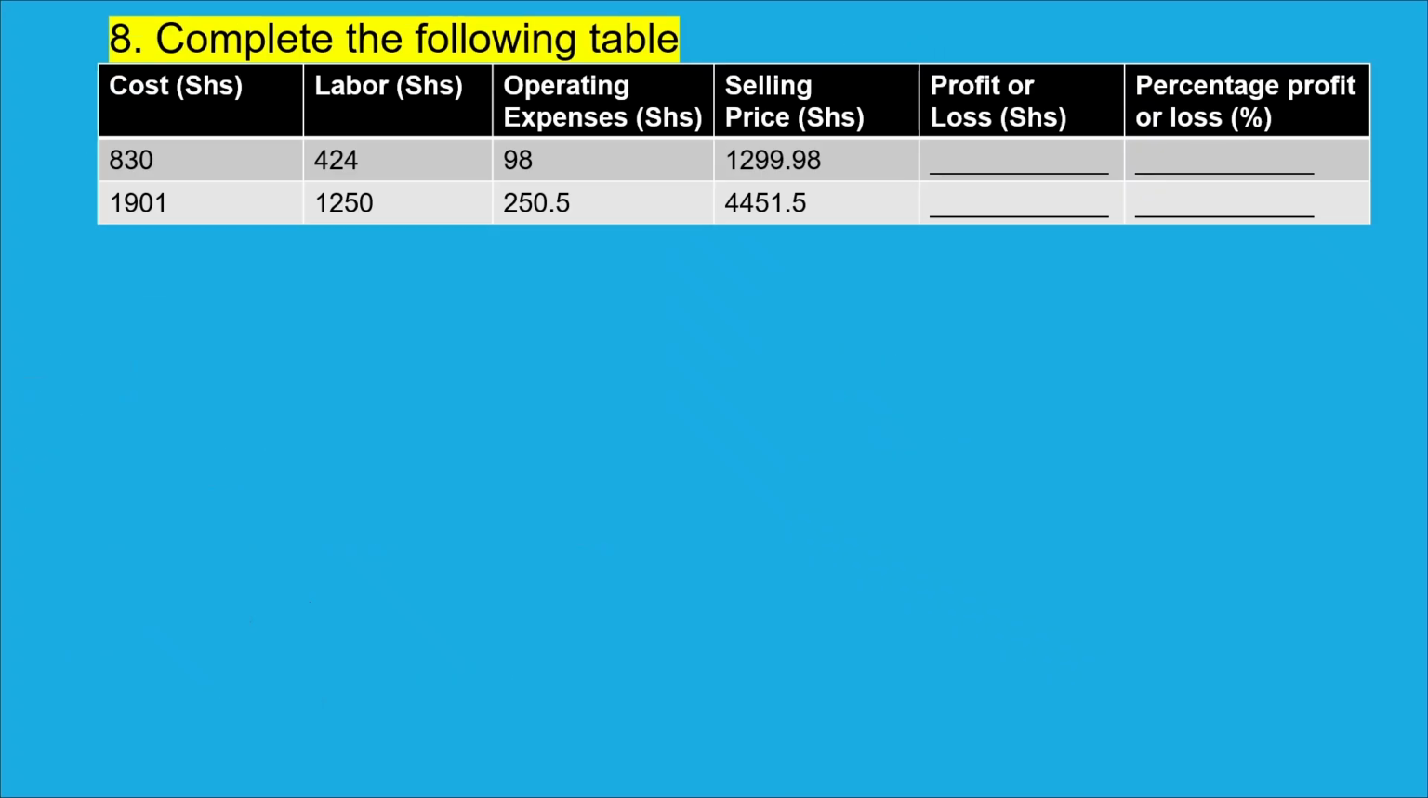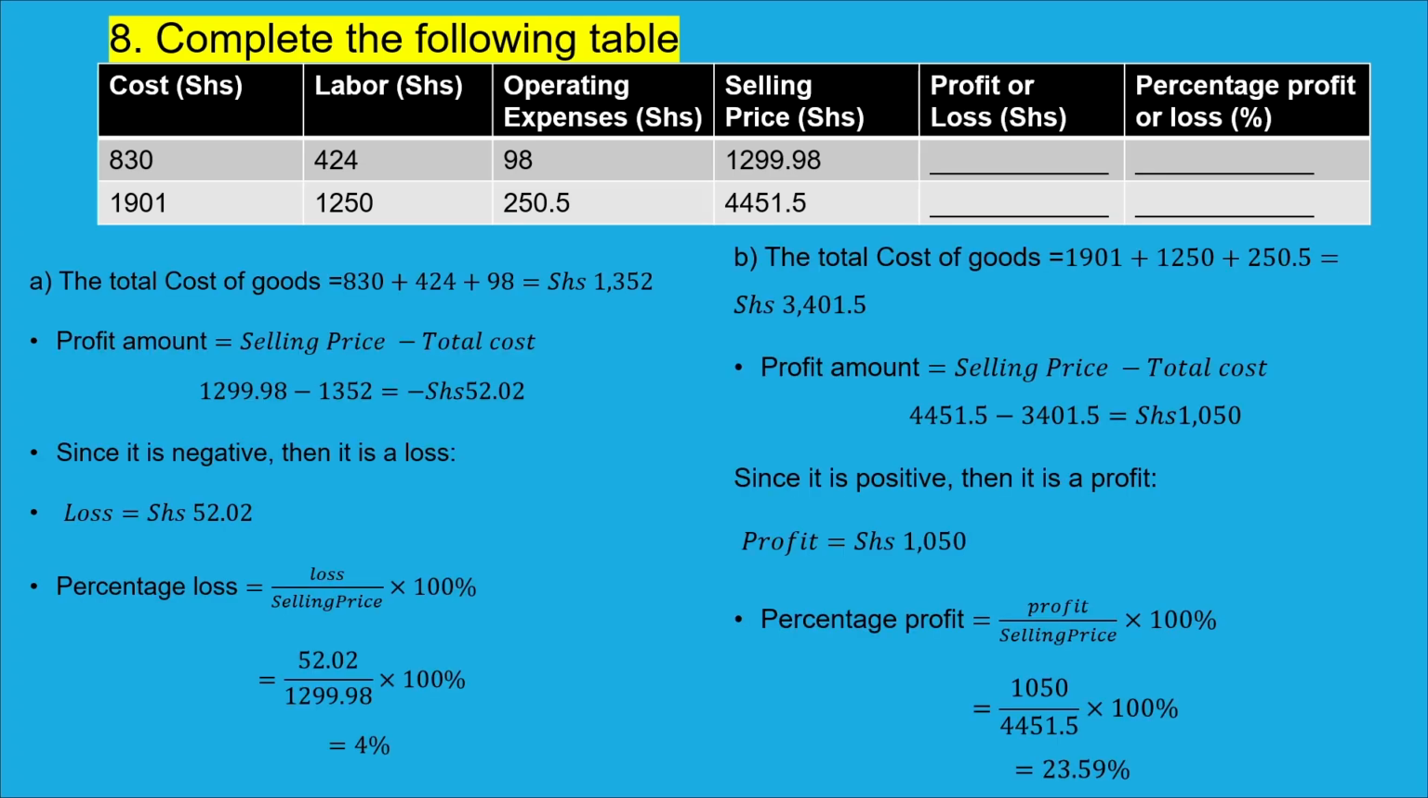You are going to complete that table, which is having cost, labor, operating expenses, selling price and profit and loss, and percentage profit or loss. Begin by finding the total cost of goods, that is, you add the cost plus labor plus operating expenses. Then the profit is selling price minus the total cost which you got earlier.